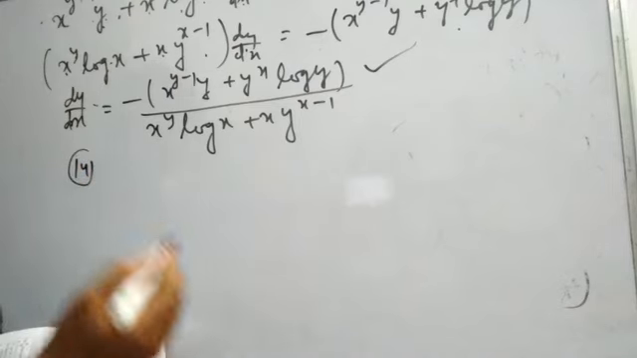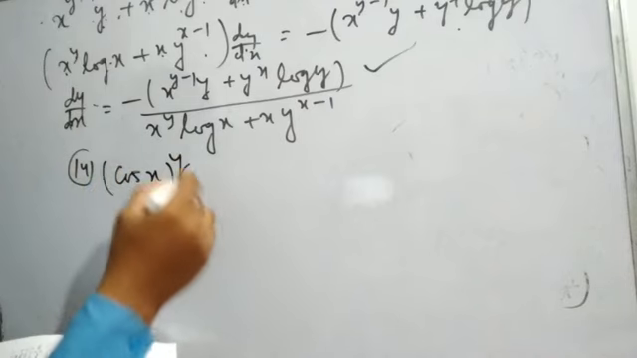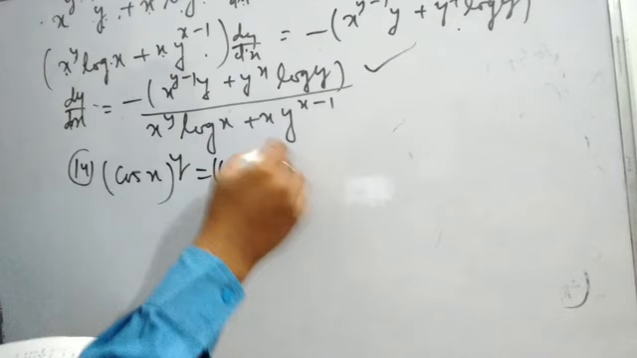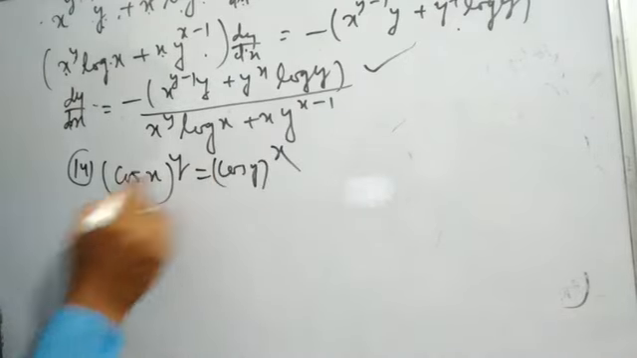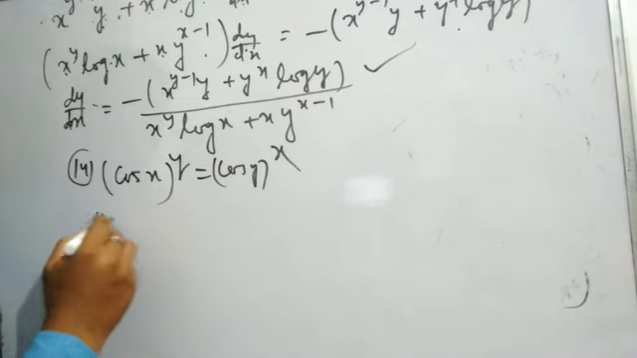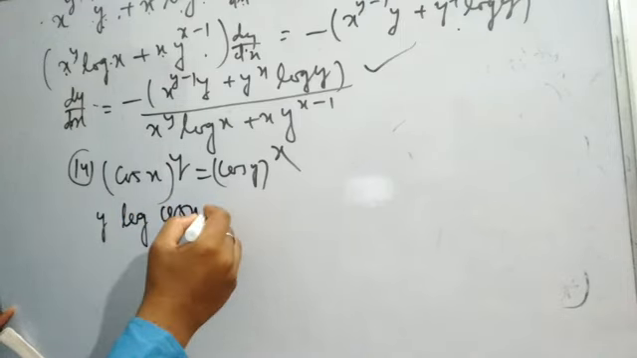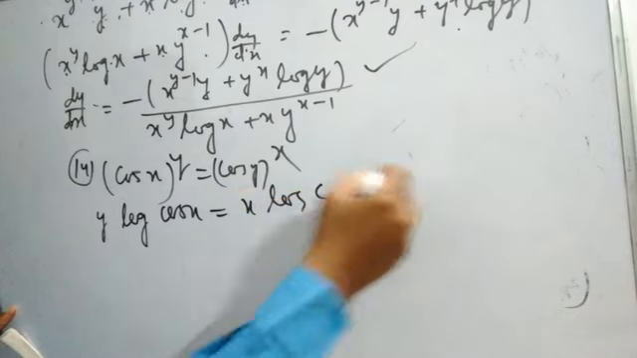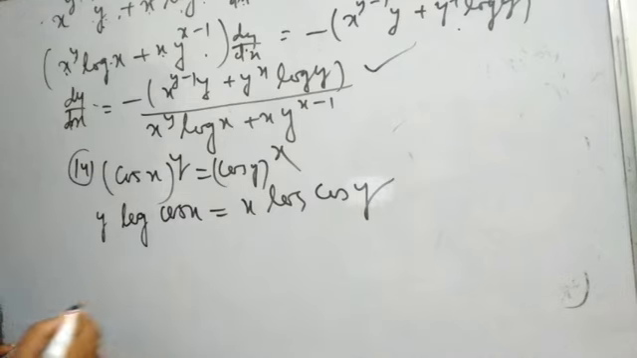What is question number 14 here? Cos x whole to the power y is equal to cos y whole to the power x. So in this case, taking logarithm on both sides, after taking logarithm, after multiplying, it will be y log cos x is equal to x log cos y. So you can easily differentiate both sides with the implicit function, differentiate both sides with respect to x.